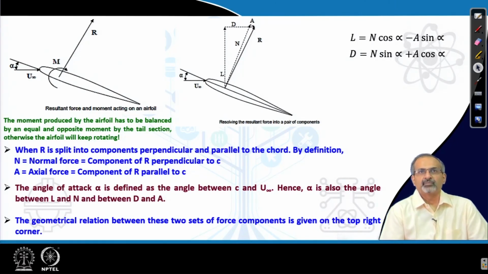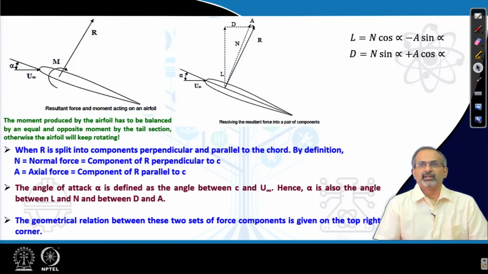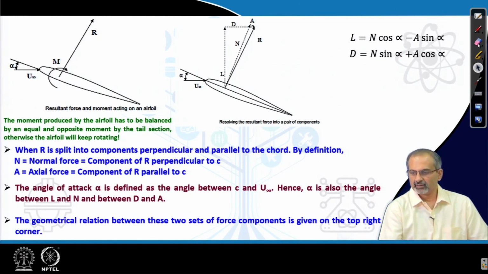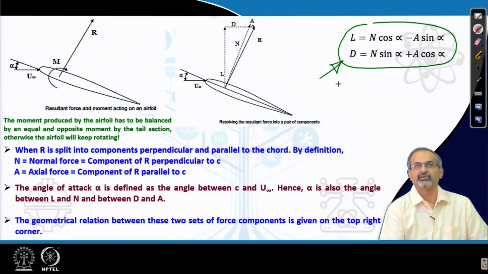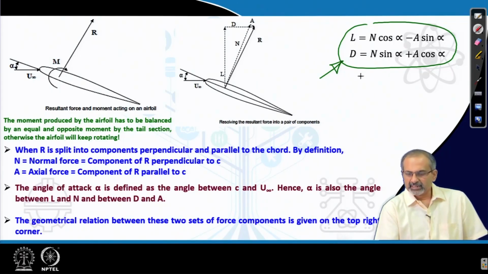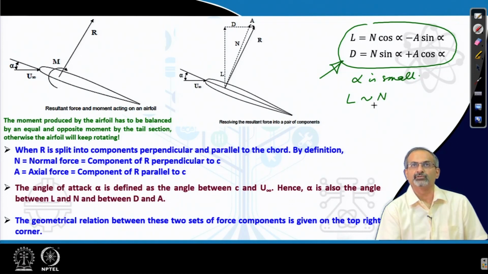We find that there is a relation between the normal and axial forces and the lift and drag. If you write down the relations, you will be very easily able to derive this, that lift and drag would be represented as a function of normal force, axial force and angle of attack using these equations. So, you can take it up as a homework problem. It is very interesting to see that when alpha is small, lift is nearly equal to the normal force and the drag is nearly equal to the axial force.